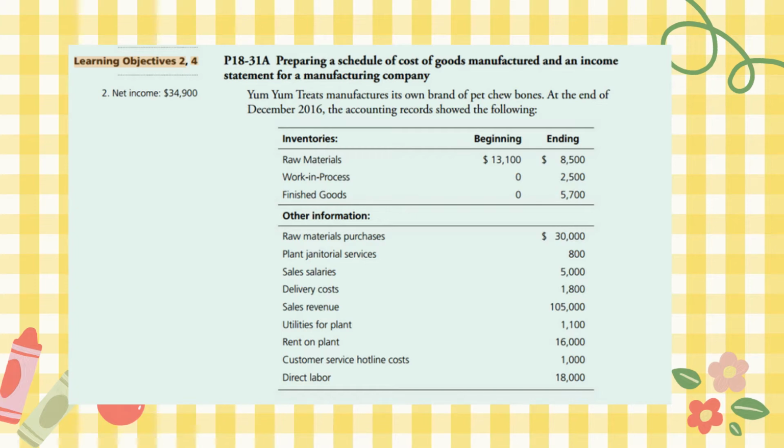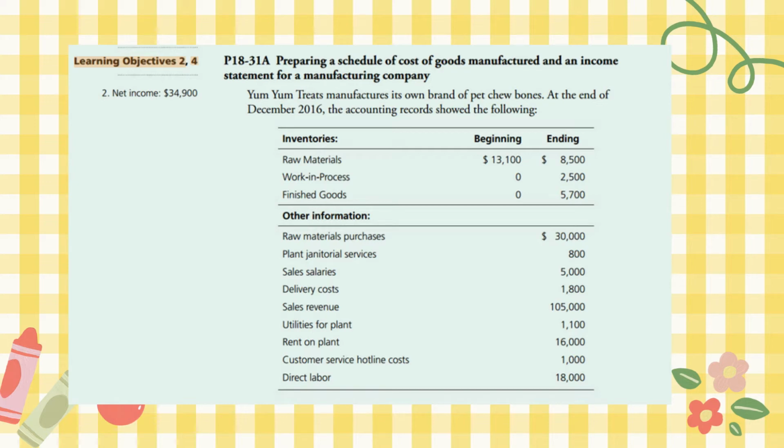So we have 3 inventory accounts: raw materials, work in process, finished goods. We have the beginning balances and the ending balances for each. Other information: we have raw material purchases, plant janitorial services, sales salaries, delivery cost, sales revenue, utilities for plant, rent on plant, customer service hotline cost, direct labor. So plant means factory. So let's classify these costs.